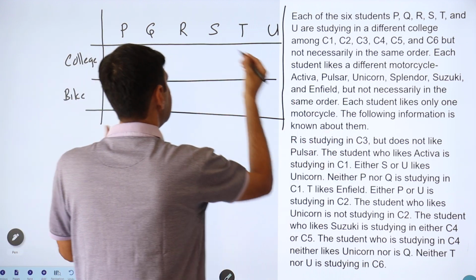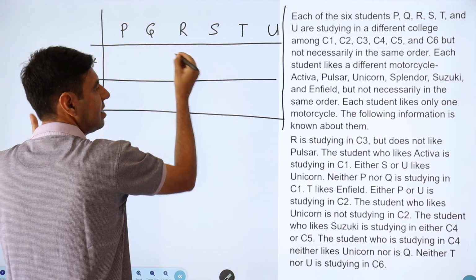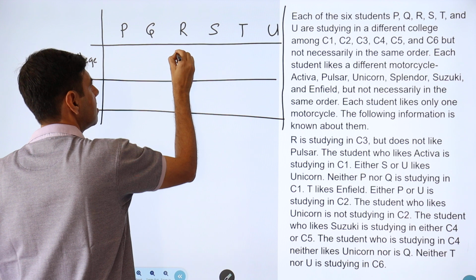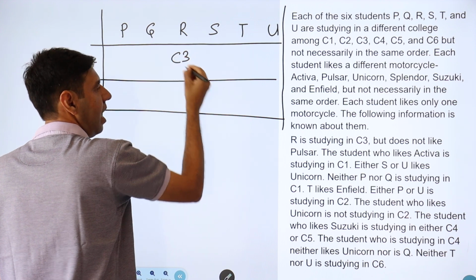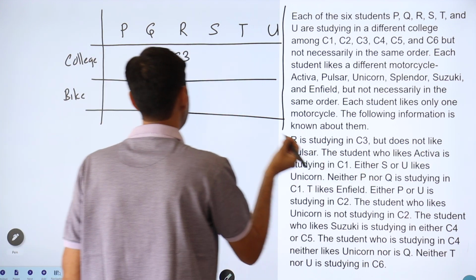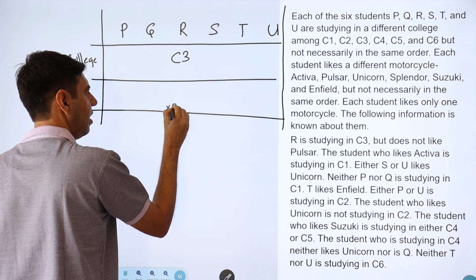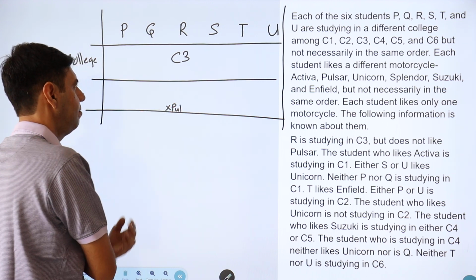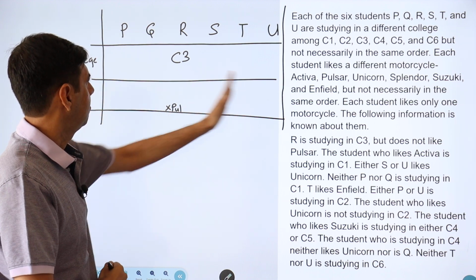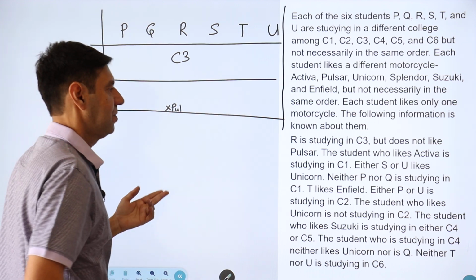R is studying in C3. R is C3, a direct clue given. So this is C3, but does not like pulsar. So this is not pulsar. I'll just denote it as PUL, pulsar. So pulsar could be any of the remaining 5.